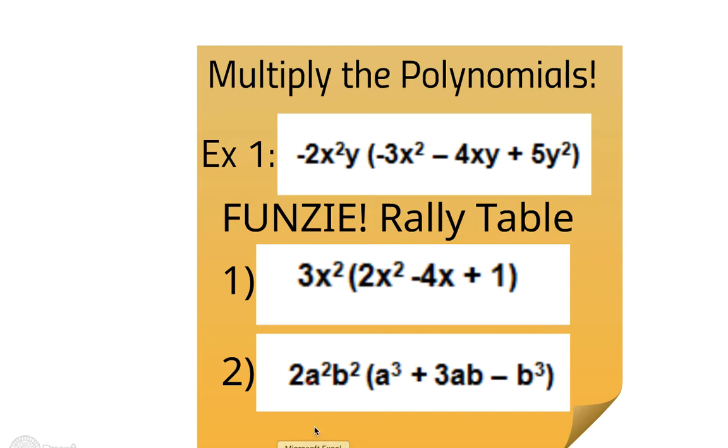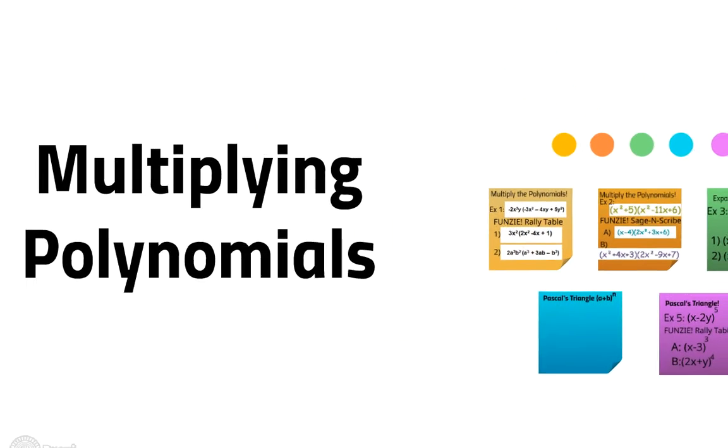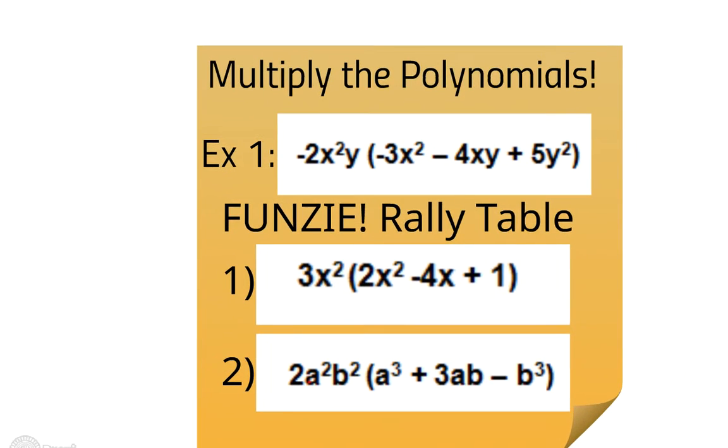Alright, so the first example you will be doing today is the following. We will be multiplying 2x squared y to negative 3x squared minus 4xy plus 5y squared, which, when you have a number outside of a parenthesis, the way we solve is through distributing. Okay, so we'll have to remember some properties of multiplying variables with exponents.